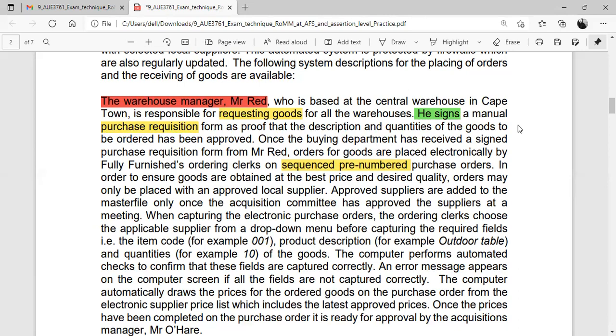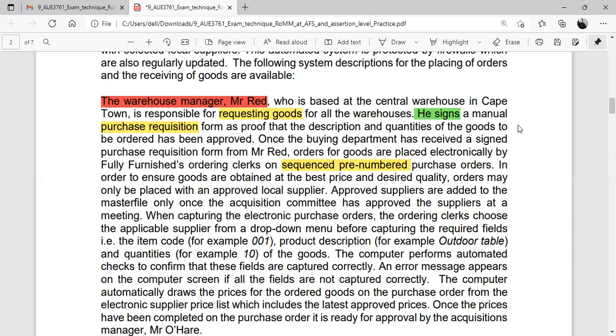Okay, so it says that these approved suppliers are added to the master file once the acquisition committee has approved the suppliers at a meeting. When capturing the electronic purchase orders, the ordering clerks choose the applicable supplier from a drop-down menu before capturing the required fields. For example, the item code, the product description, and the quantities of the goods. So when they place these orders, they select the supplier on the system, and then they input the item code, product description, and quantities.